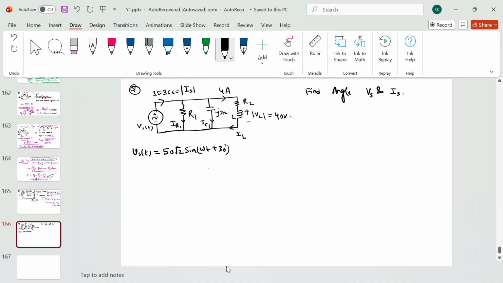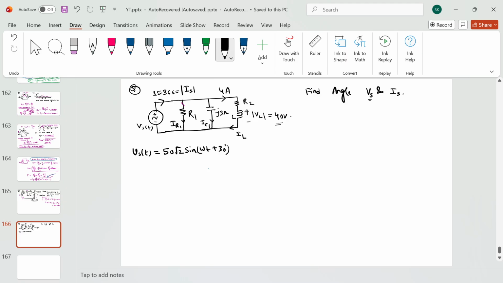The source voltage is given as 50 root 2 sine omega t plus 30, and the source current magnitude is 15.366 ampere. This is the RMS value, and the current flowing through this branch is 4 ampere, and the voltage across this inductor is 40 volt, and this capacitive reactance is minus j3. We need to find out the angle between Vs and Is.